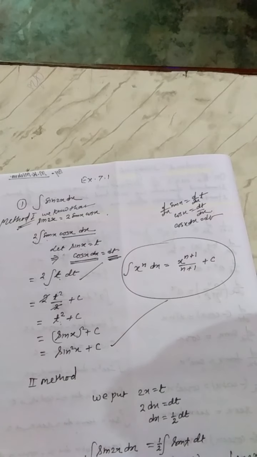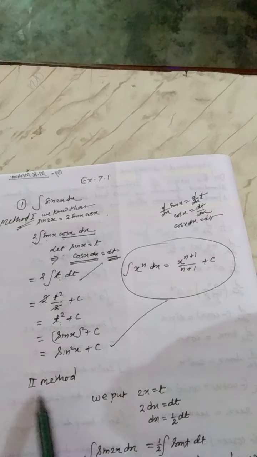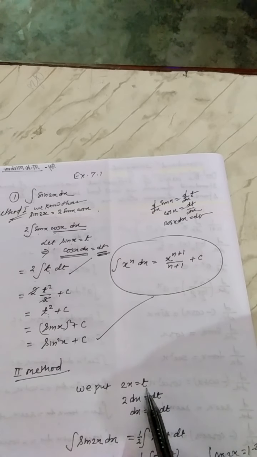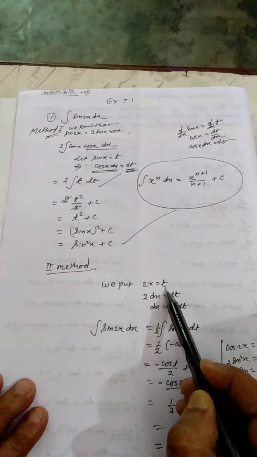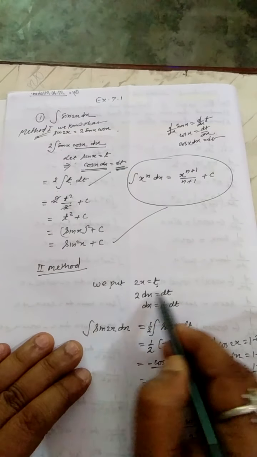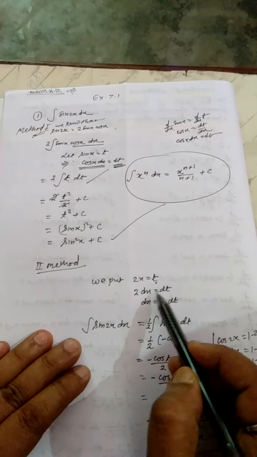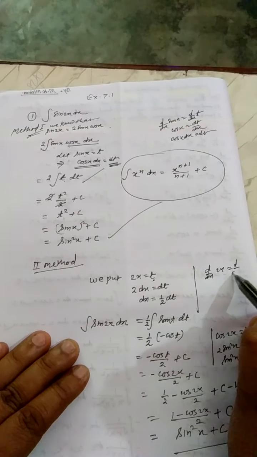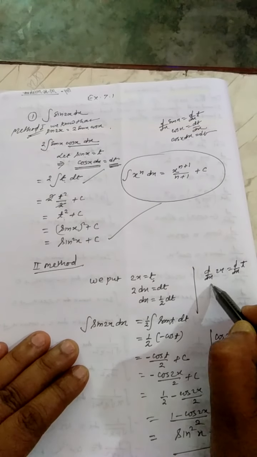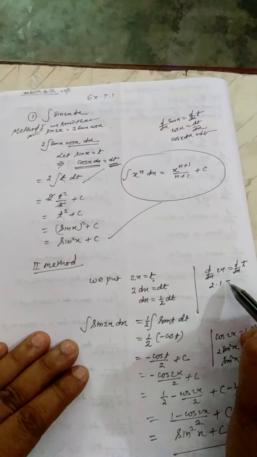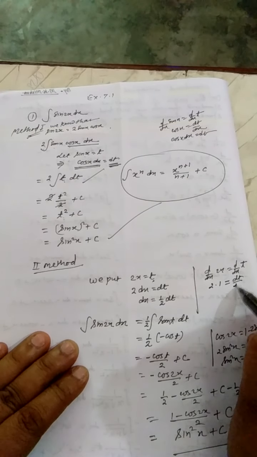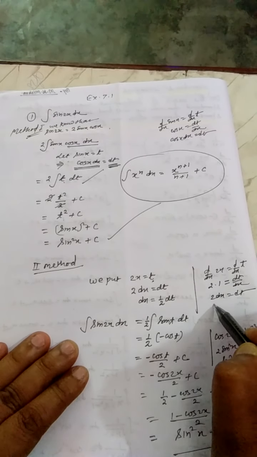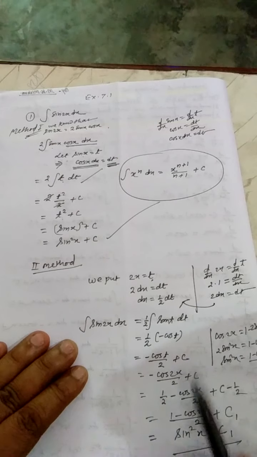Now the second method is given to you. Second method, we put here 2x is equal to t. Then differentiating both sides with respect to x, d/dx of 2x is equal to d/dx of t. We write here 2 times d/dx of x is 1. This is equal to dt by dx. Therefore 2 dx is equal to dt, and therefore dx is equal to 1 by 2 dt.